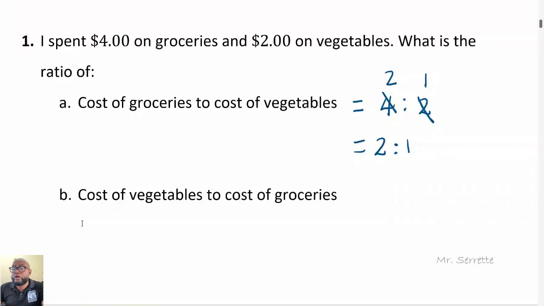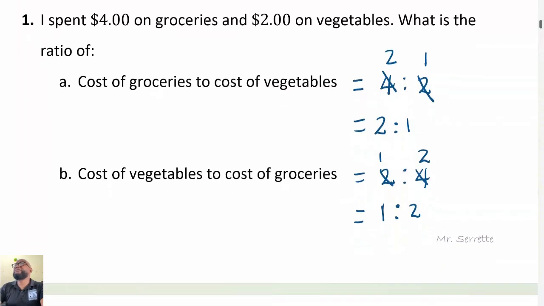Next one, what is the cost of vegetables? The order matters, right? Cost of vegetables to cost of groceries. What's the cost of my vegetables? 2 to, what's the cost of my groceries? 4. So this can be reduced just as a fraction will be reduced, right? So what are we doing here? 2 into 2 is 1, and 2 into 4 is 2, so how would this ratio be written? 1 to 2.